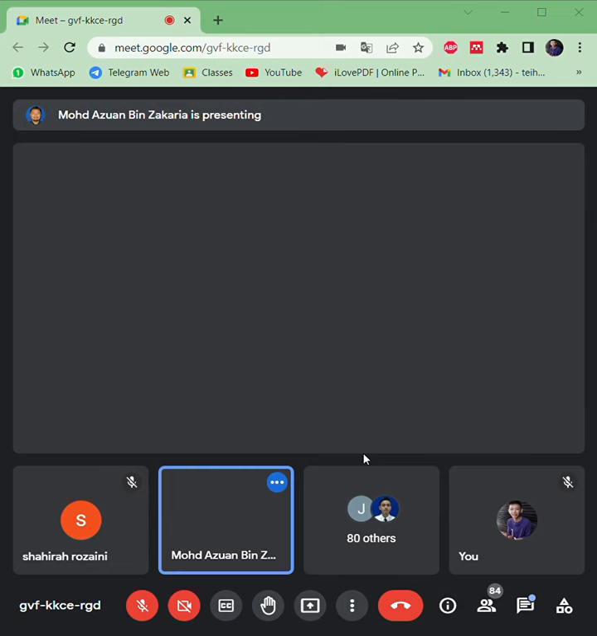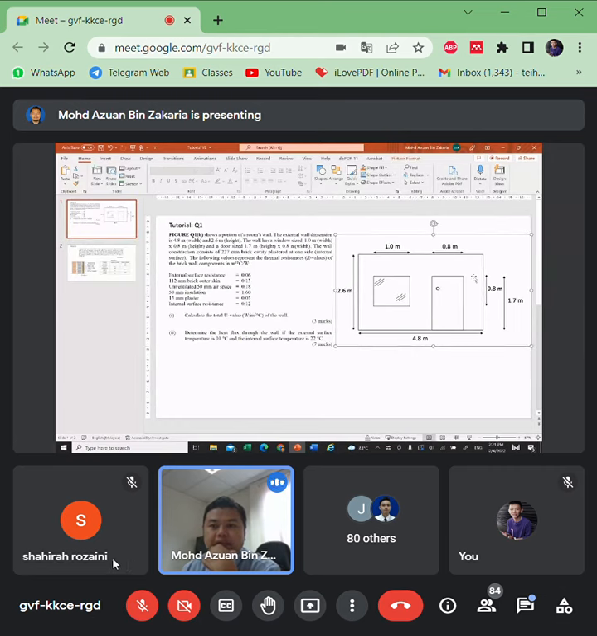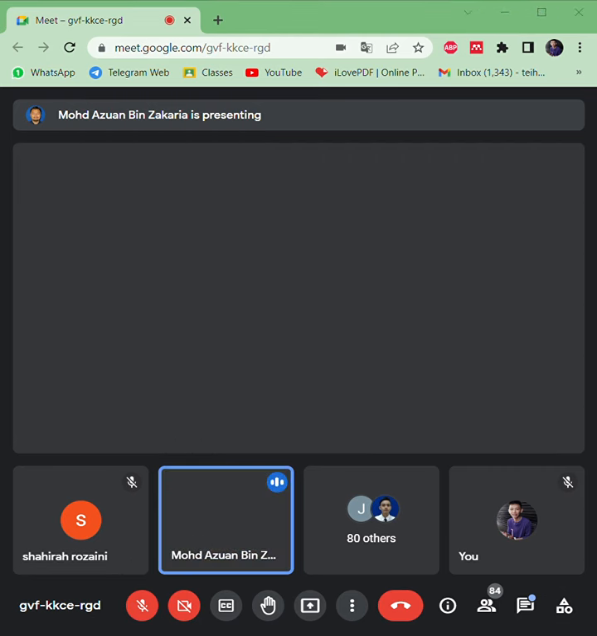Okay, question 1 is about a portion of a room wall, external wall dimension. It's given the dimension, given the thickness of the brick, and the thermal resistance value, and then calculate this one. And then this one is another question. Please solve both.